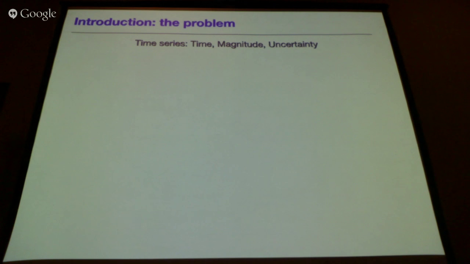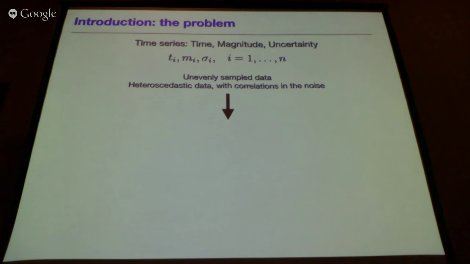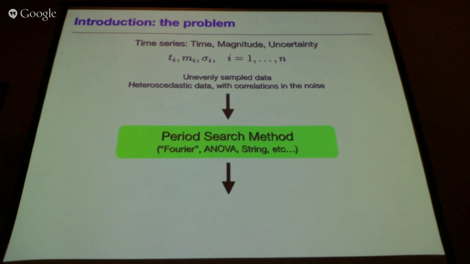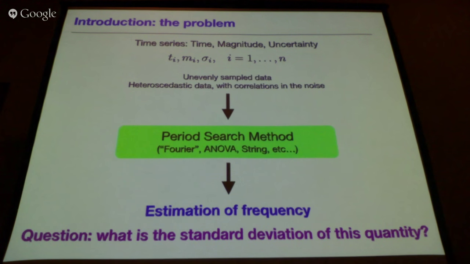The problem is, in a way, very basic, very simple. You have a time series of time, magnitude and associated uncertainties. You have n measurements. In the case of many astronomical time series, and also in Gaia, you have unevenly sampled data. The data is heteroscedastic, and you may have a correlation in the noise. Then with this time series, you want to perform a period search, and you take your favorite method, and then you want to estimate the frequency of your signal. And the question is, what is the standard deviation of this quantity?